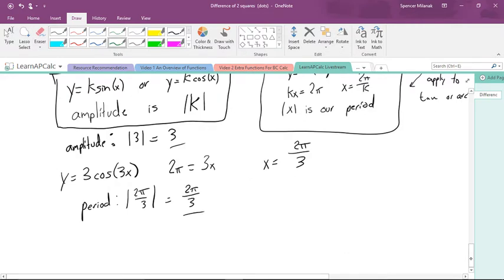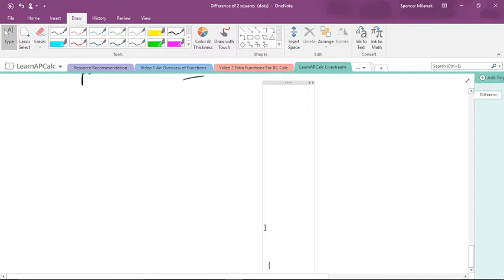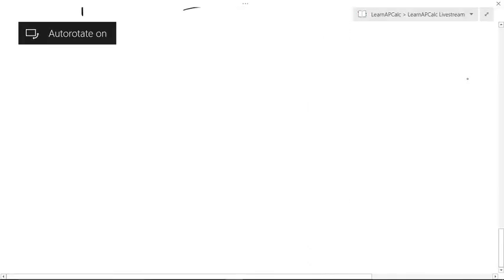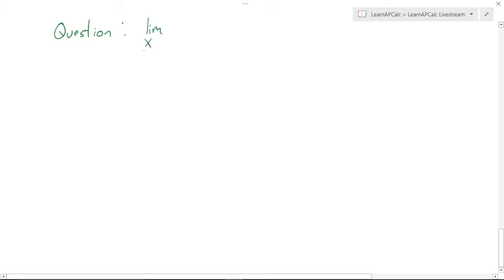Now, let's think about how we would solve absolute value of x over x. So again, if you forgot, our question is the limit as x goes to 0 of absolute value of x over x. And then again, plugging in, we get 0 over 0. So let's think about what this means. Absolute value of x over x.